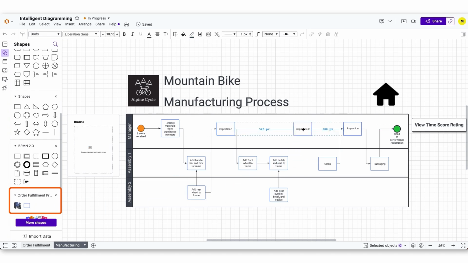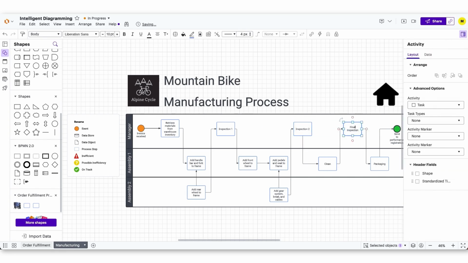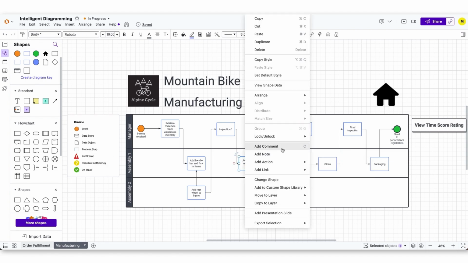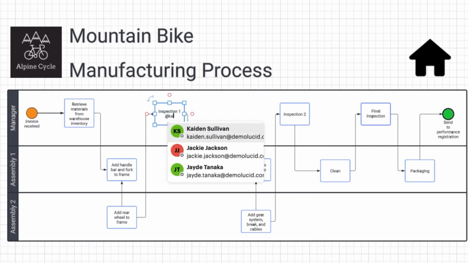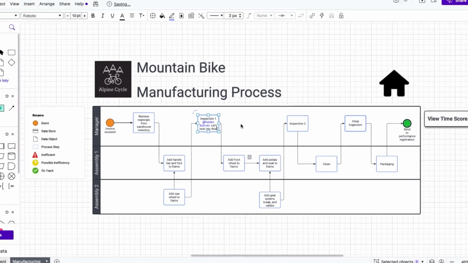We'll use the custom shape library we built in the first course to add the new steps to the process that we've brainstormed in Lucidspark among the team. If team members from Alpine Cycle think of anything else and need to leave additional feedback in Lucidchart, they can quickly leave a comment in the area of the process they want to address. There's also an option to directly @mention someone on the object, and they'll be notified to view it.